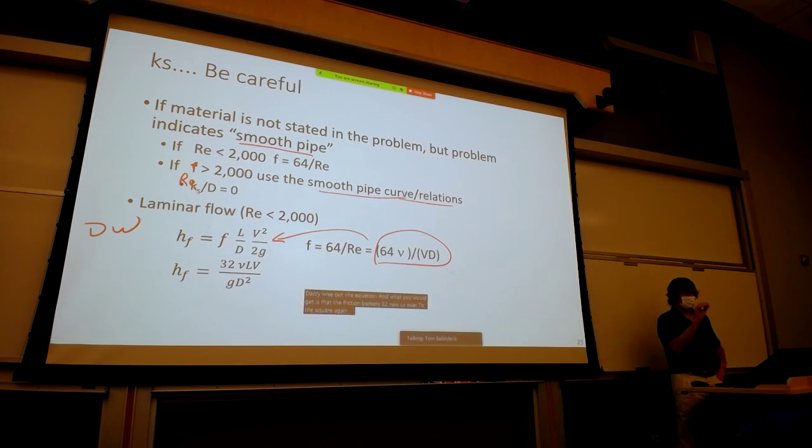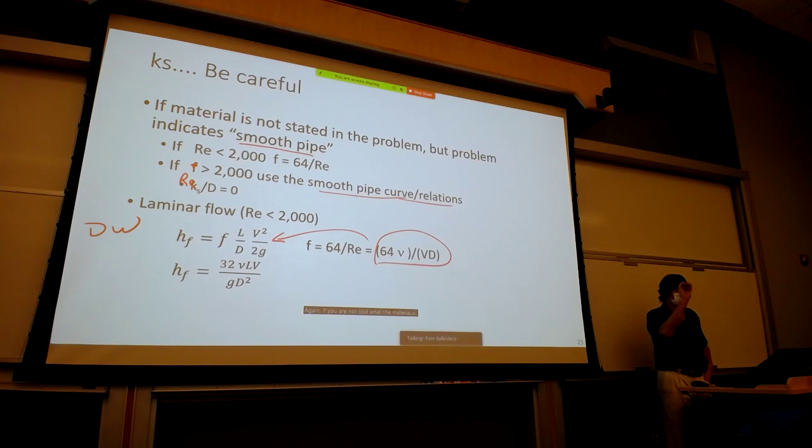Again, if you are not told what the material is, and you're not told it's smooth pipe, if you calculate the Reynolds number and see that the Reynolds number is less than 2,000, you can directly calculate the friction loss. You don't need K sub S. It does not appear in this equation because it's laminar. All the data collapses onto the laminar line in the laminar zone of the Moody diagram.